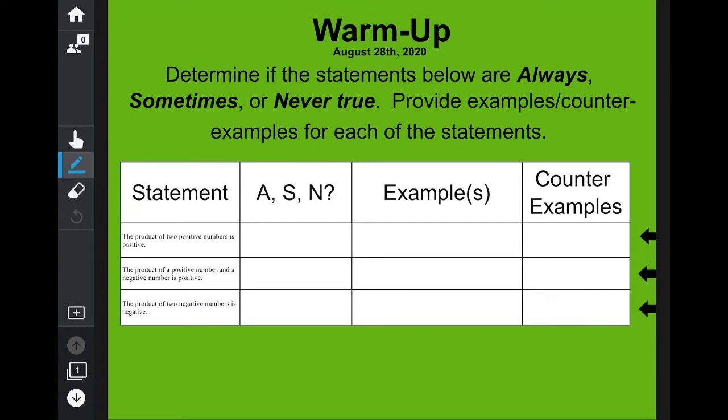Hello everyone, welcome back. Today we're going to be talking about multiplying rational numbers. To begin, we're going to start with a warm-up. Our warm-up gives us 3 statements, and we have to say whether these are always, sometimes, or never true.